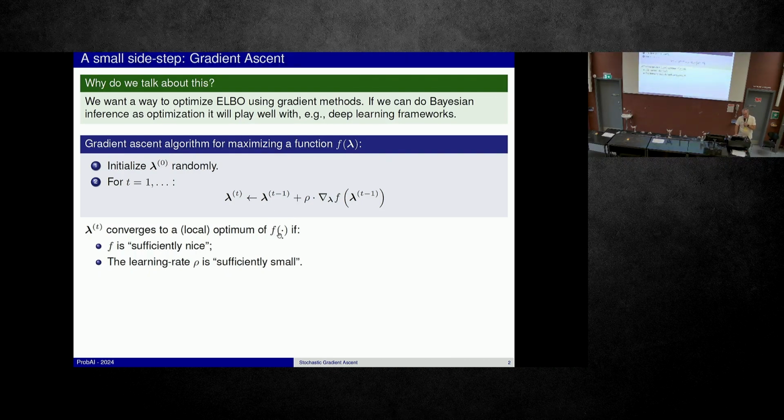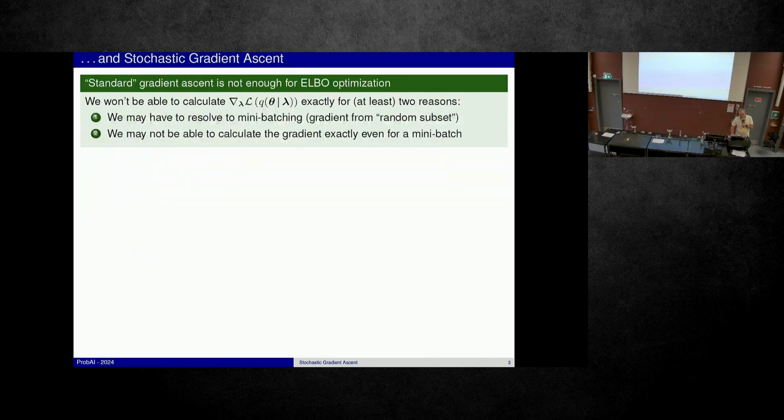So if f here is our objective function, then we need a gradient of f. We evaluate it, move a little bit in the direction of the gradient, multiply with the learning rate, keep going. This works if f is nice and rho is small. So that's kind of the starting point. But that's not enough for us. The reason for that is that we don't really know what the gradient of the ELBO is going to be.